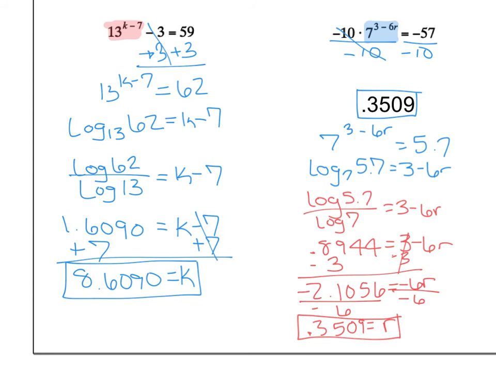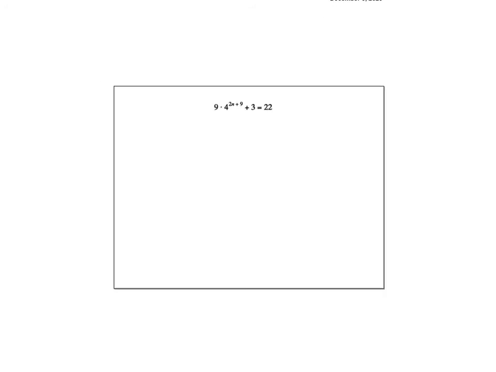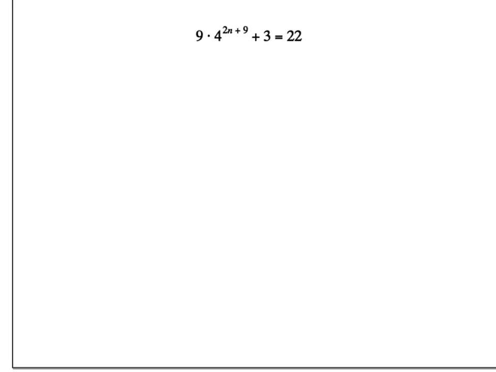All right, so again, we want to try to isolate on one side whatever base we have with an exponent on it. So in this first problem, we had to move that 3 over by adding it. In the second equation here, we had to divide by negative 10. So once we do that, then we're able to rewrite into logarithmic form, use our change of base formula, and then solve the algebra. All right, so we got one more problem here, and there's just one more extra step than what we looked at in the last problem.